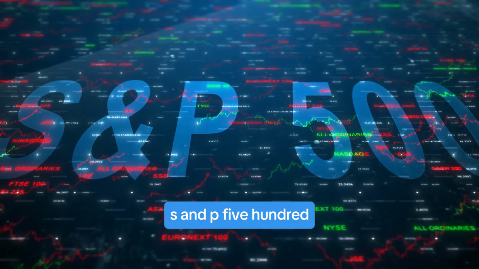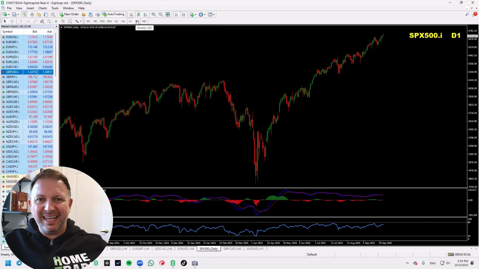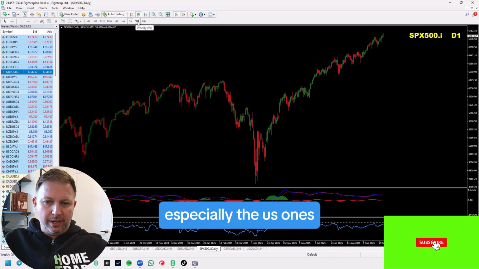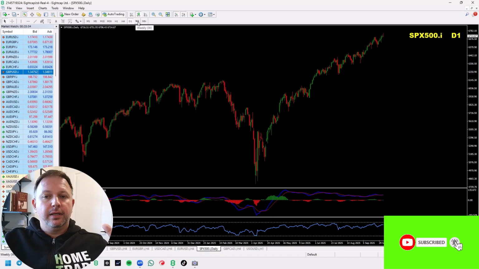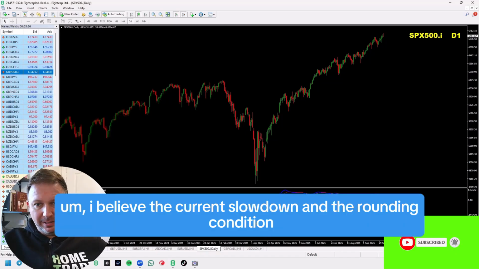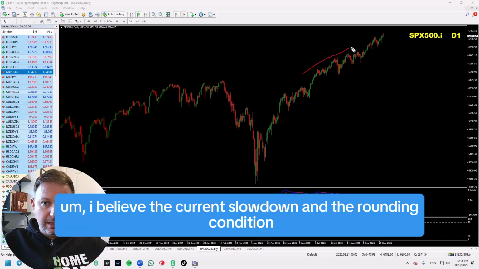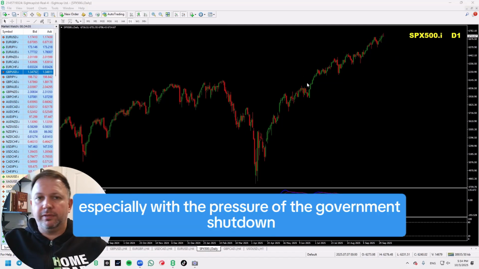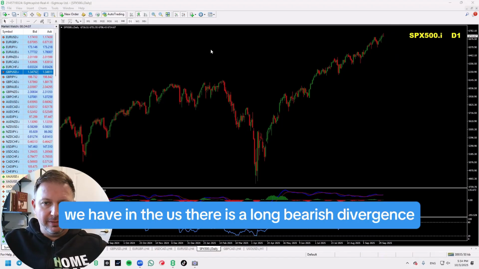S&P 500 climbing endlessly, like the majority of the indices, especially the US ones. However, I believe the current slowdown and the rounding condition we start to see hint that a correction is possible, especially with the pressure of the government shutdown we have in the US.